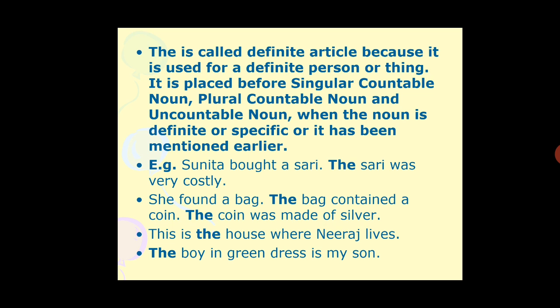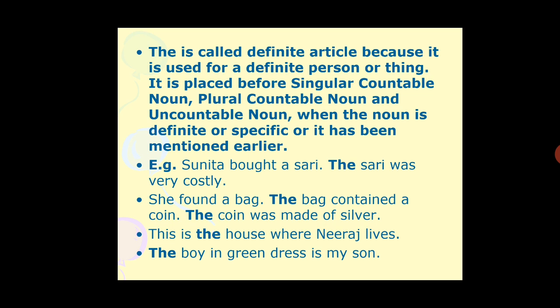You can see in the example, Sunita bought a sari. The sari was very costly. So here you can see why we have put the in the second sentence before noun sari, but in the first sentence we have put a, because in the first sentence sari is general, it is not definite, it is not particular. That's why we have used indefinite article. But if we are talking about the same sari in the second consecutive sentence, we have to put a definite article the, and that's why here we are saying the sari was very costly.